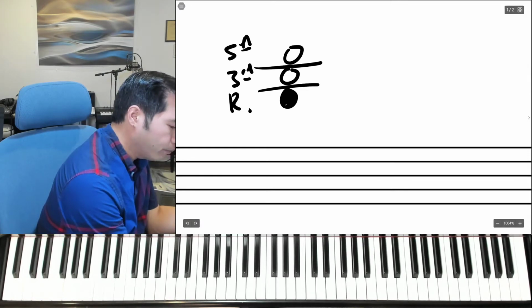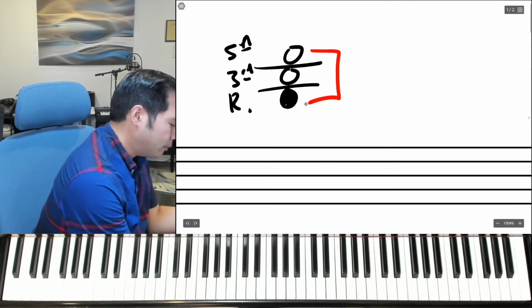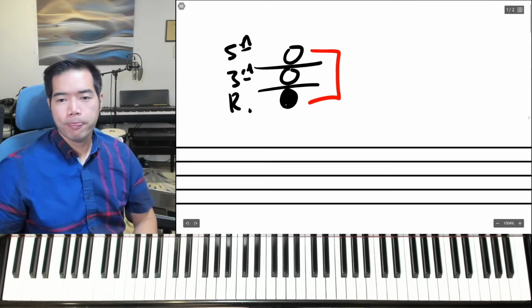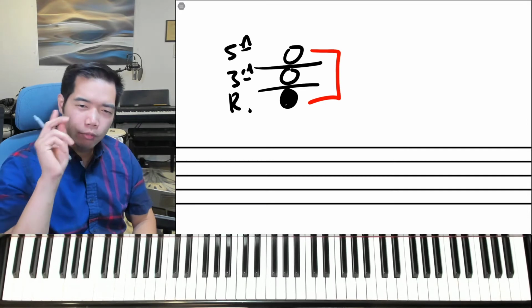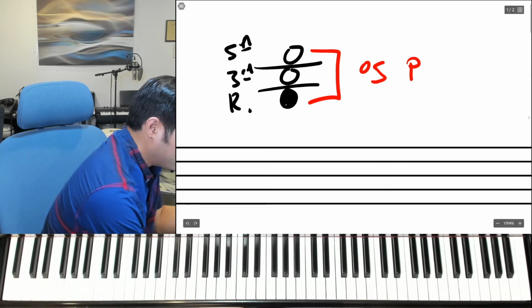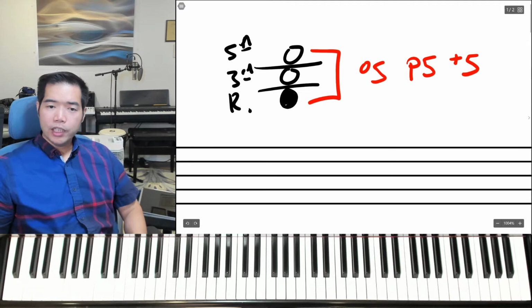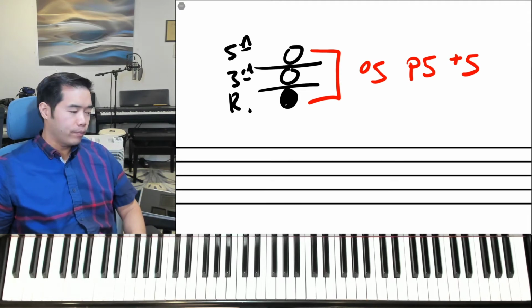In this method, we're going to observe the fifth, that is, the distance between the root and the fifth. And we're going to determine whether that fifth is a diminished fifth, a perfect fifth, or an augmented fifth.